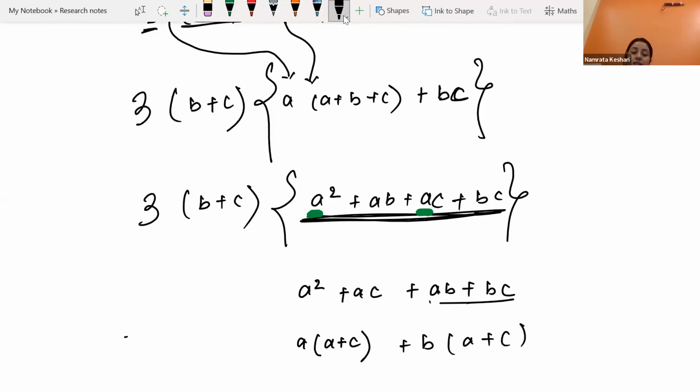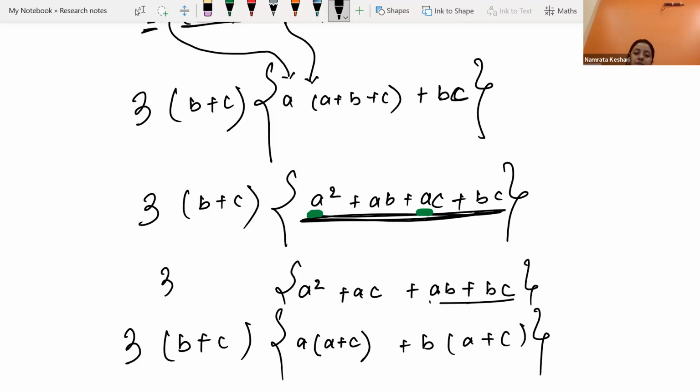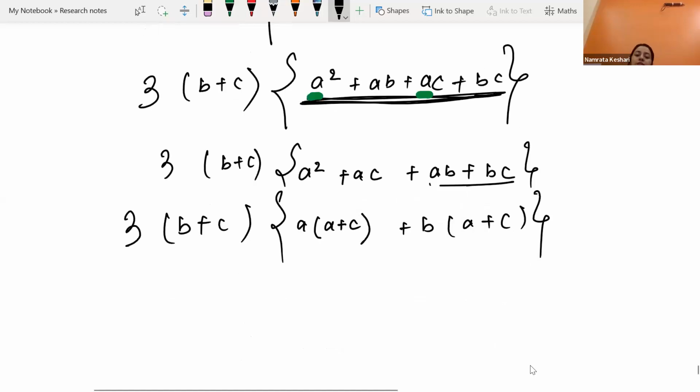Can you see it? Yes, ma'am. Can you see? Yes, ma'am. Are you getting it? Yes, ma'am. Students, are you getting it? Yes, ma'am. Yes, ma'am.